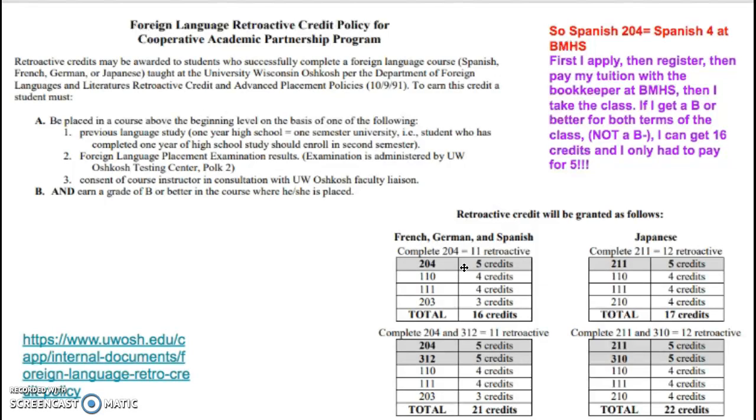But if the student gets an A or a B, not a B minus in the class, they would get those 5 credits plus the 4 credits for Spanish 110, plus the 4 credits for Spanish 111, and plus the 3 credits for Spanish 203, totaling 16 credits. That's 5 credits for the class and 11 retro credits. If you get the B minus or below, you only receive the 5 credits for taking Spanish 204. You do not get the retro credits.